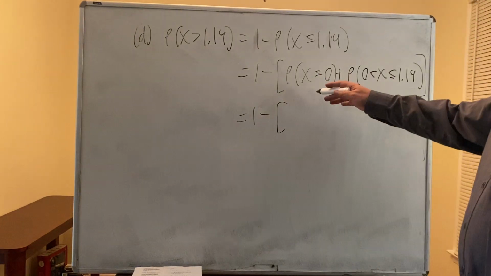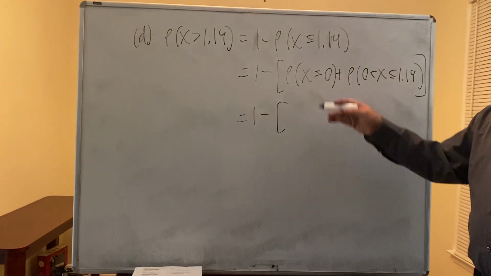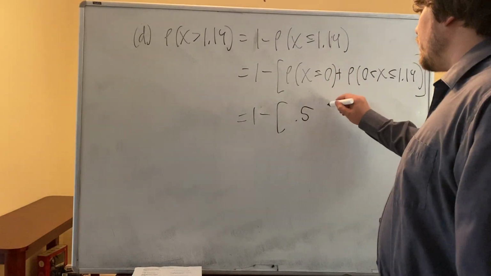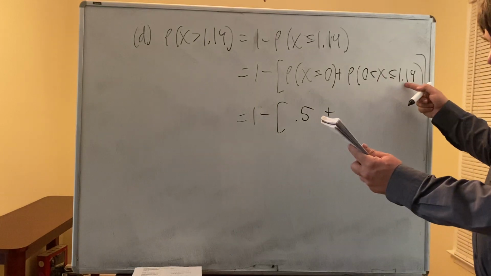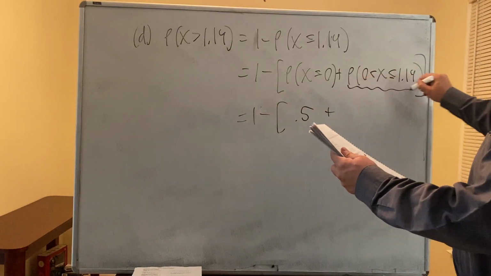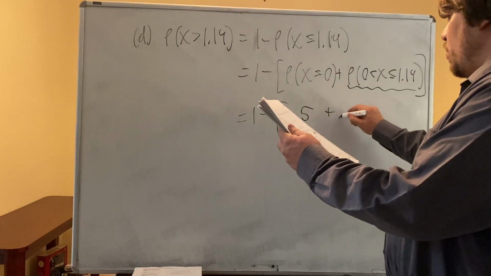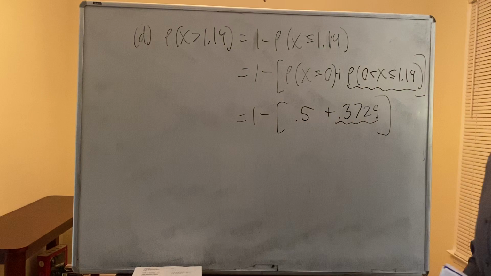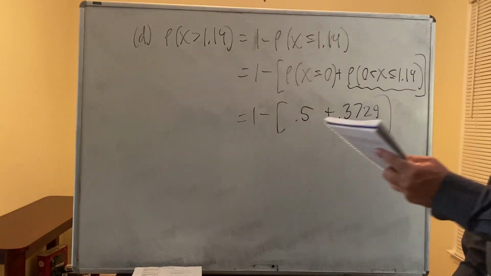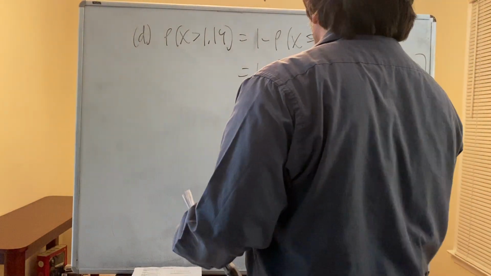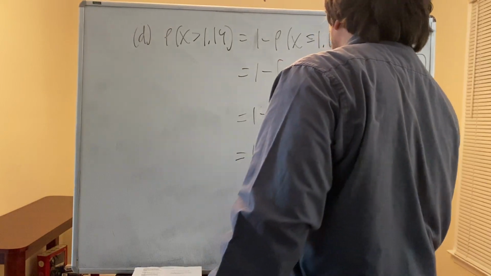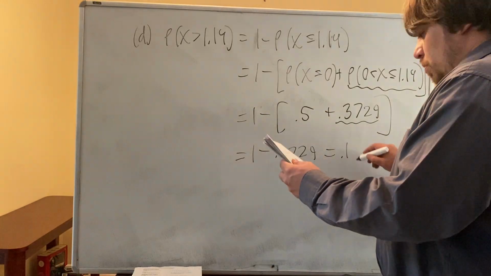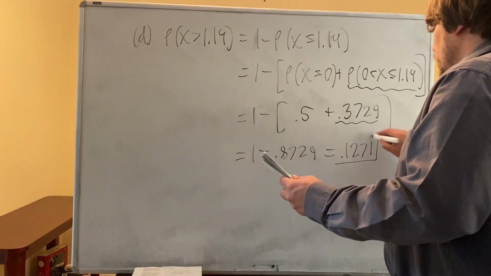The probability that x is less or equal to 0 is 1/2, and the probability x is greater than 0 is 1/2. This probability is 1/2, which is 0.5, plus this thing. You look in the table, so I'll put a squiggly line under it. You look in the table and you get that's 0.3729. And so that's equal to 1 minus that plus that, which is 0.8729. So 1 minus 0.8729, which is 0.1271.